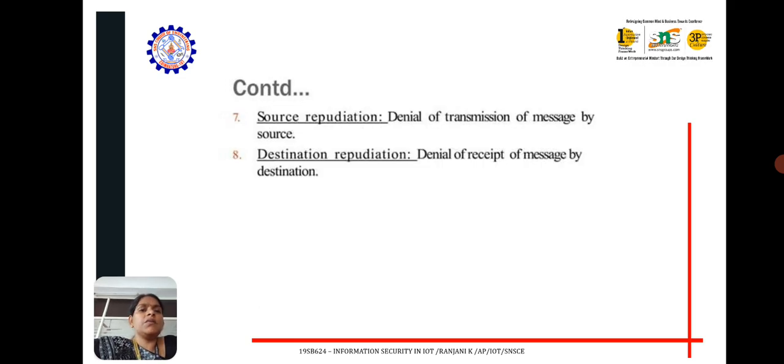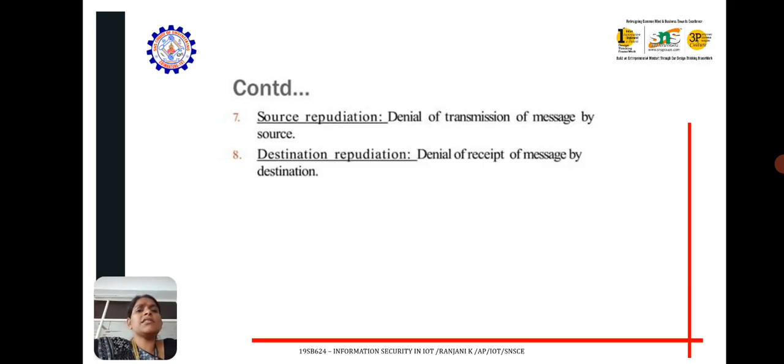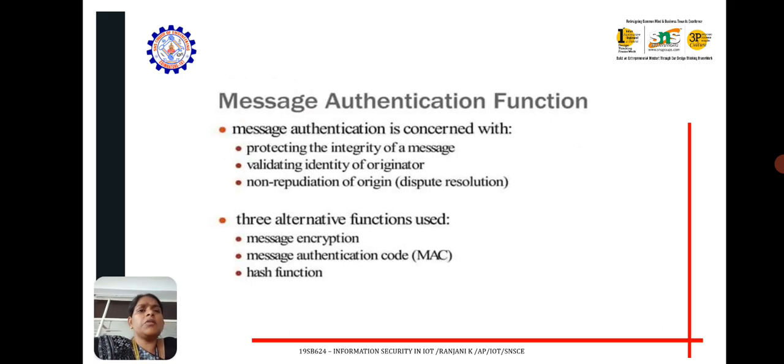So in continuation with this, let us see about source repudiation. This is denial of transmission of a message by the source, and destination repudiation is denial of receipt of a message by the destination. So let us see about the message authentication function. Message authentication is protecting the integrity of a message and also validating its identity to the originator, and non-repudiation of the origin.